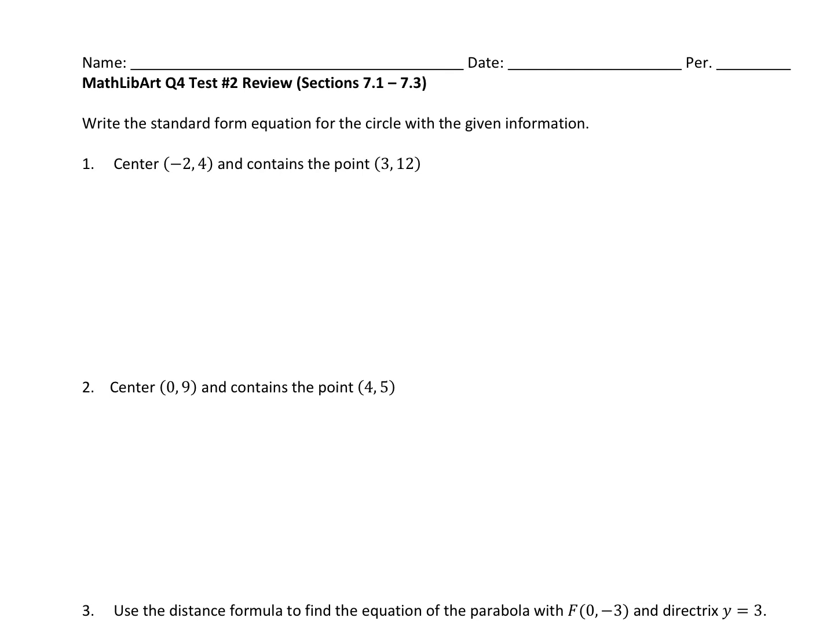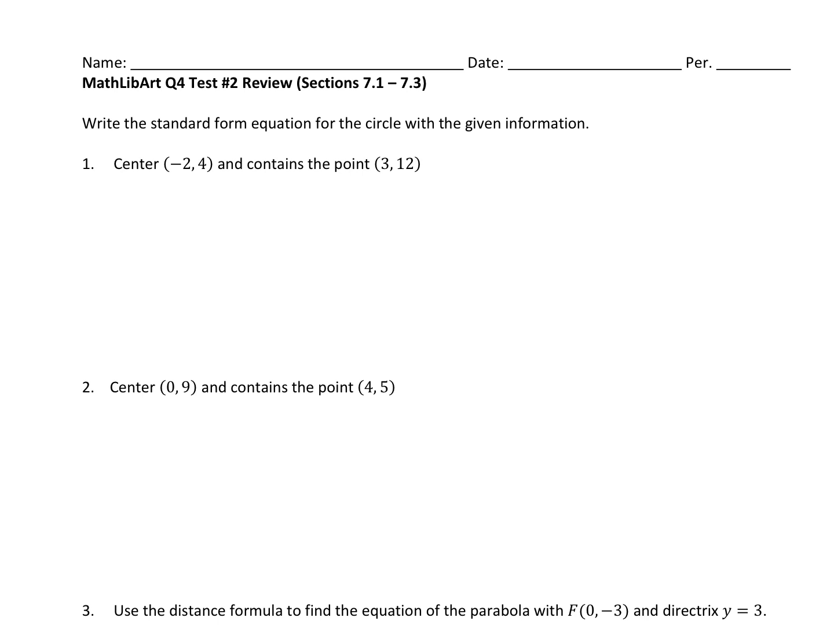Your test covers sections 7.1 to 7.3. So that means it covers circles, parabolas, hyperbolas, and ellipses. We're going to start looking at circles, and it tells us for the first two questions to write the standard form equation of the circle with the given information.